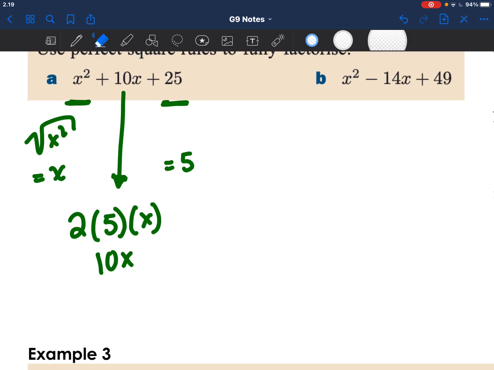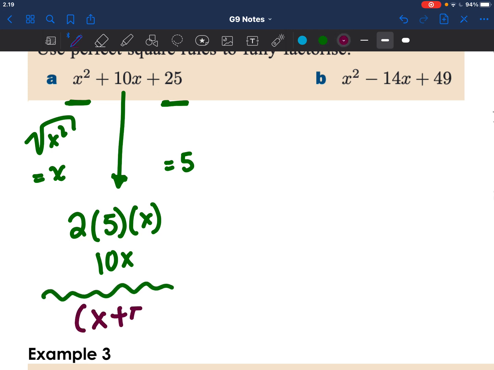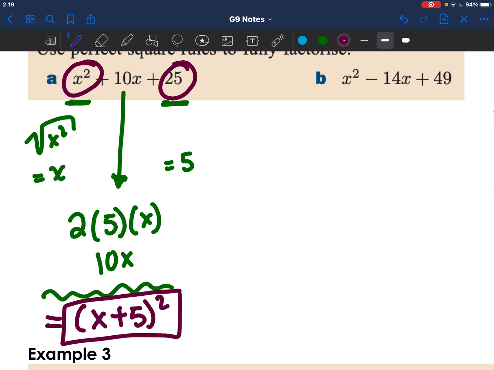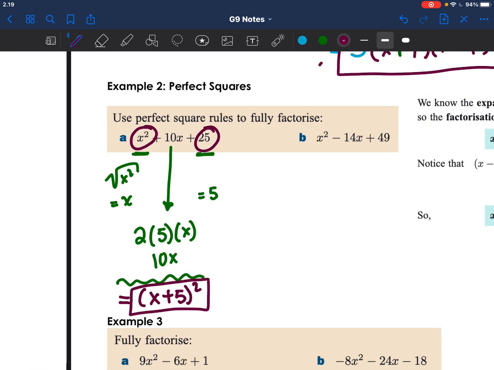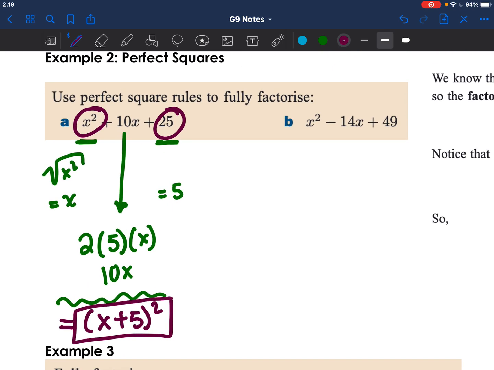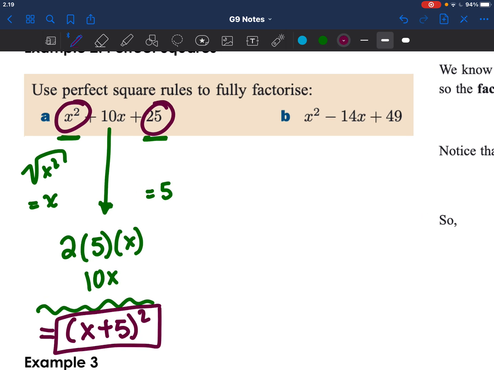So if we put it all together, it is (x + 5) squared. Square the left, x squared. Square the right, 25. Double the middle, 2 times 5 times x, 10x. There you go. Fun, right? It's just so fun in your head. So I want you guys to do that one for perfect squares. You know it is a perfect square, but try that out.